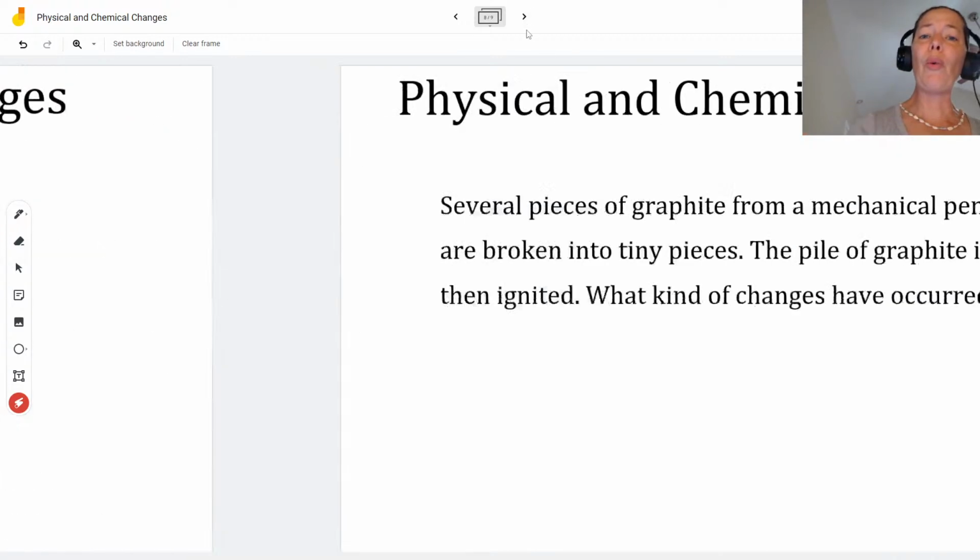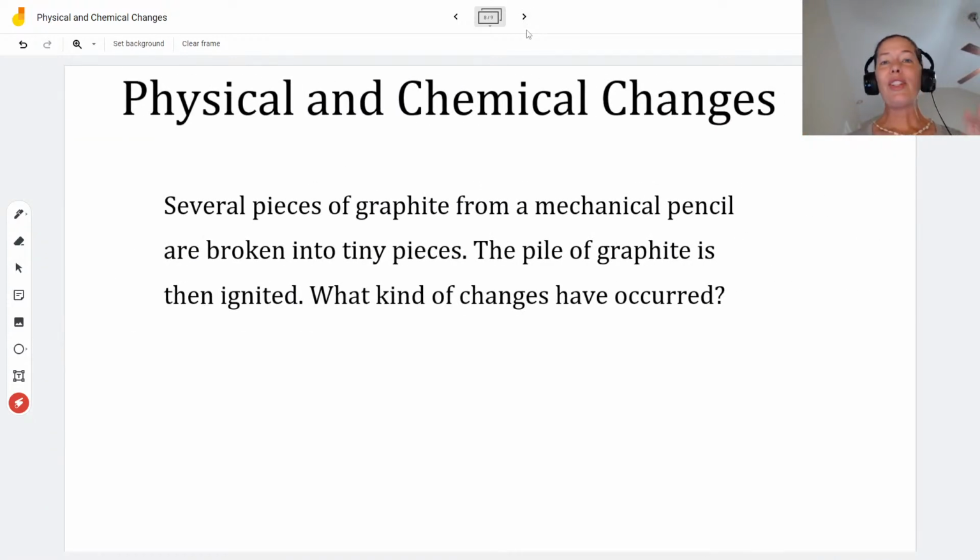Okay, so one more little bit. So this is our last question on physical and chemical changes. So this is a situation. Several pieces of graphite from a mechanical pencil are broken into tiny pieces. The pile of graphite is then ignited. And what kind of changes have occurred? Okay, so we have two processes. First, we are broken into tiny pieces, and then we are ignited. So the wording here really, really helps us.